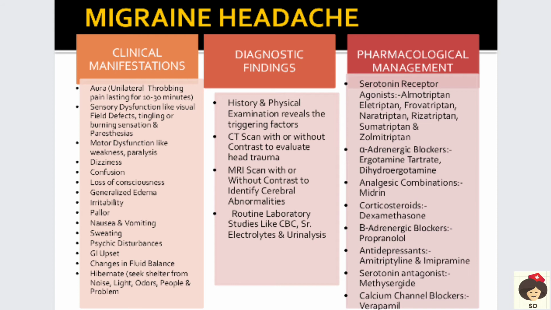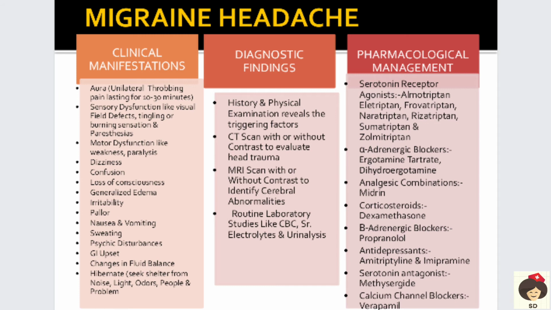And the patient will have nausea, vomiting, sweating, and psychic disturbances. Okay, so the patient becomes mad and irritated because of the intense pain. And change in fluid, GI upset. So during the pain, the patient may also have indigestion or a feeling of diarrhea and other nausea, vomiting, and some gastric irritation will be there, like a pyrosis feeling in the GI system. And changes in the fluid balance, this is due to edema and other things, the fluid balance may change.